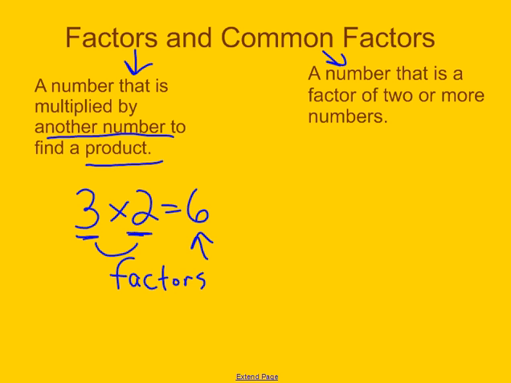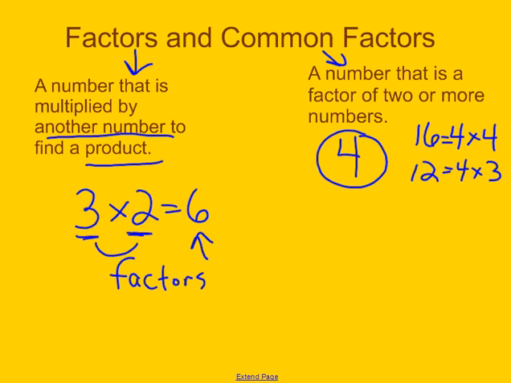So if I have the number 4, for instance, and it is a factor, I can have 4 as a factor of 16 because 4 times 4 equals 16, and it is a factor of 12 because 4 times 3 equals 12. 4 is actually a factor of a lot of numbers, but it is common to 16 and to 12.